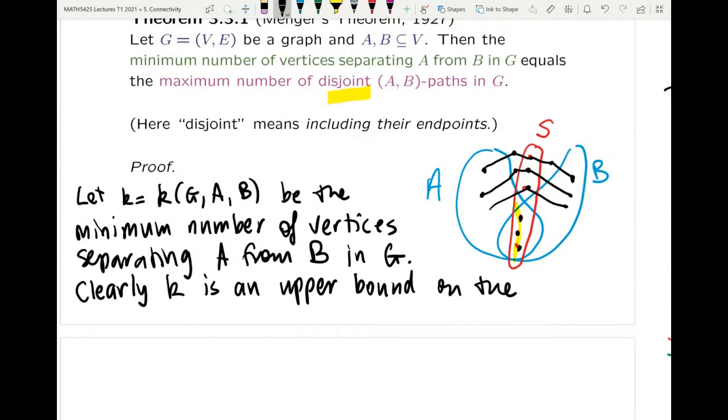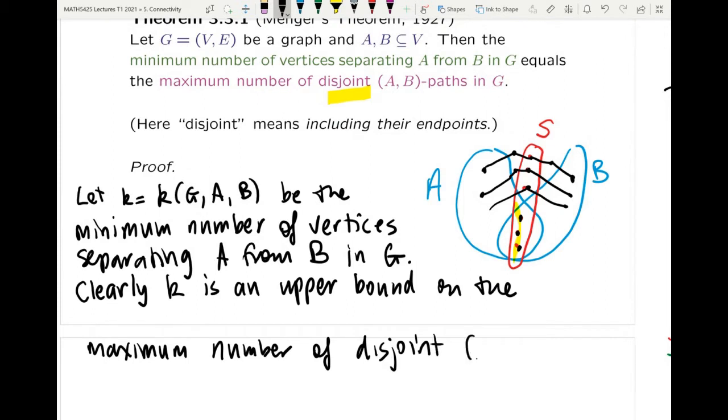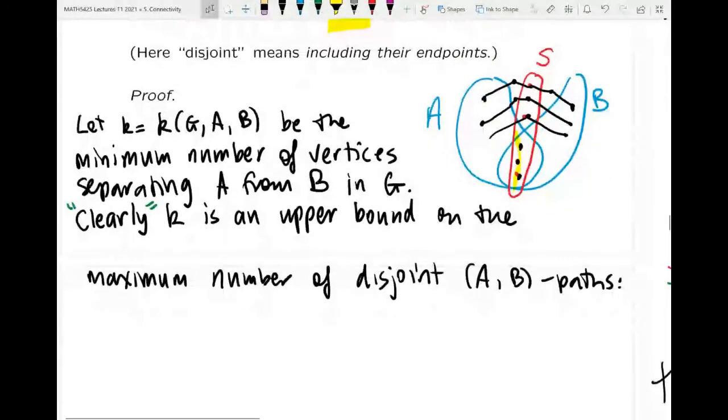on the maximum number of disjoint AB paths. Okay, and let me put in the scare quotes. Anytime you see the word clearly, you should actually stop and think, because it might mean the person who wrote that didn't really think very carefully about it.